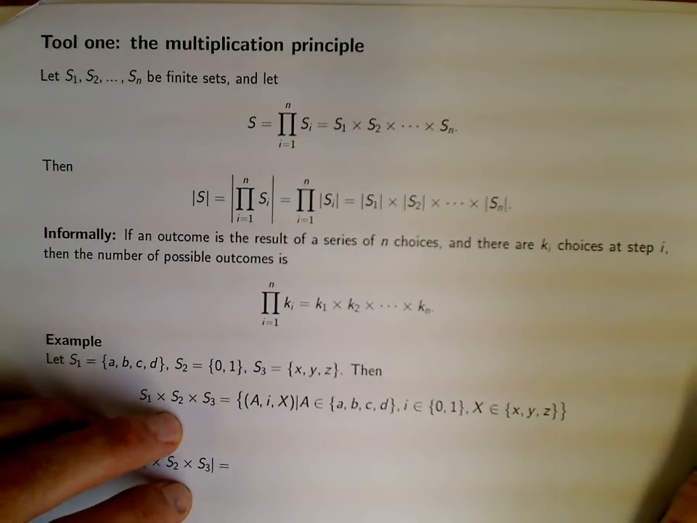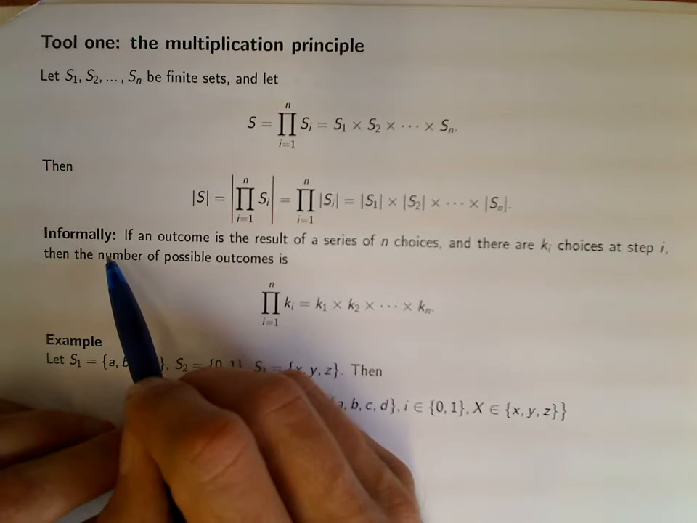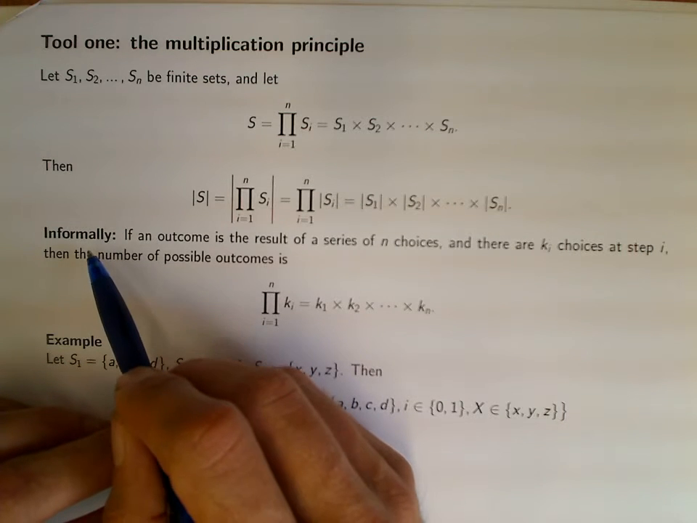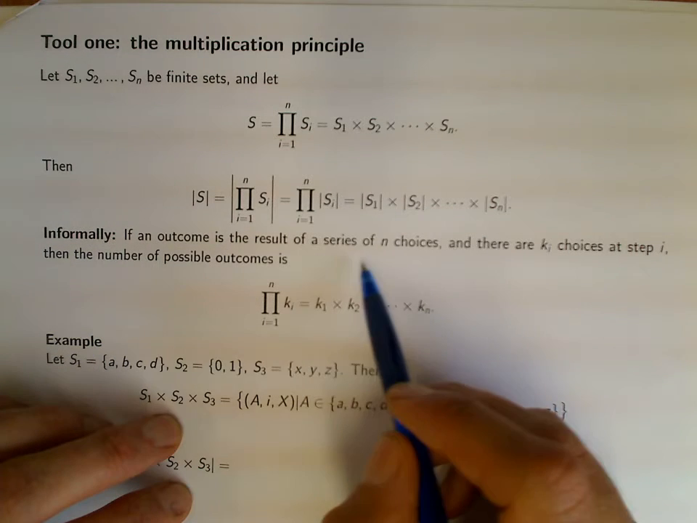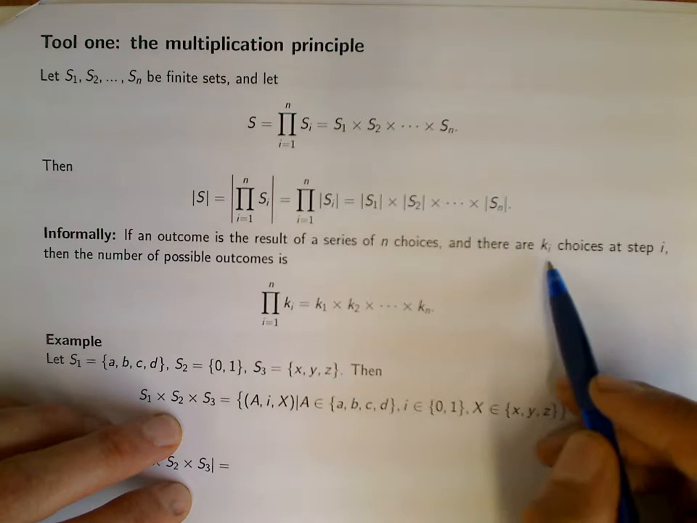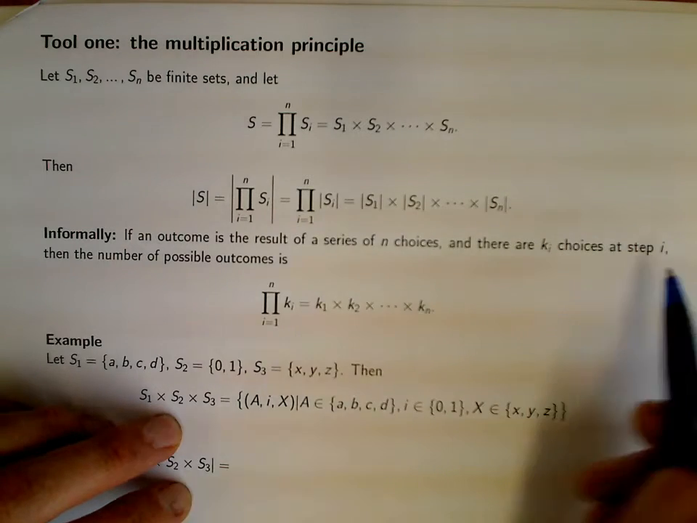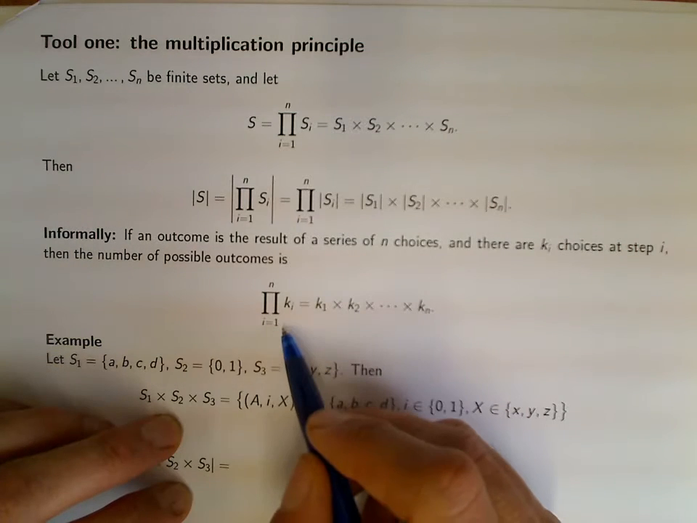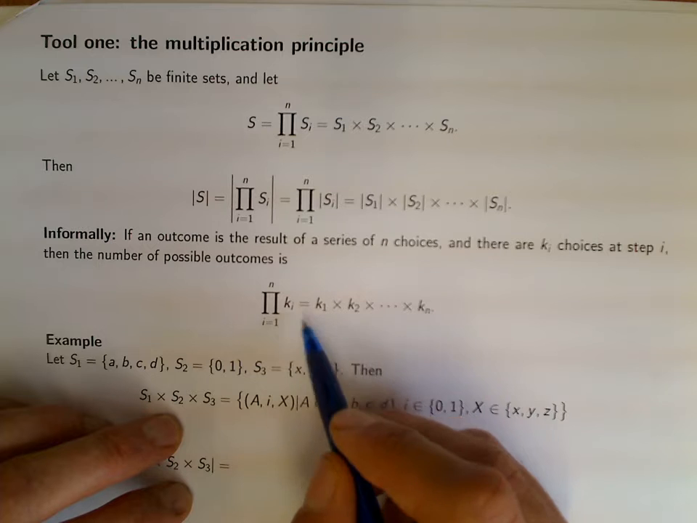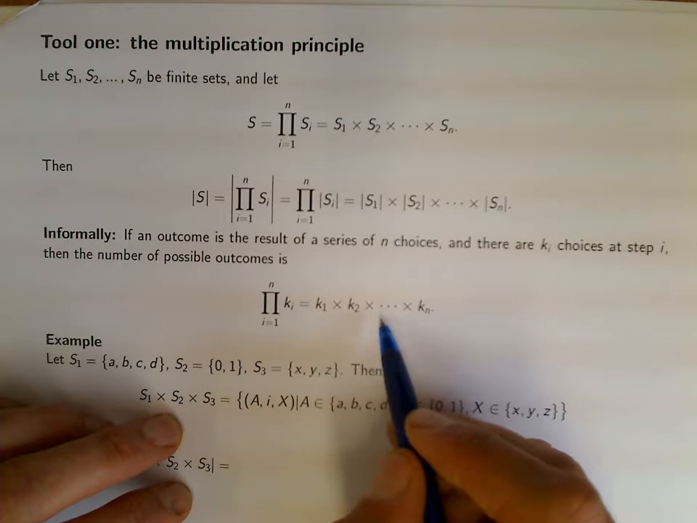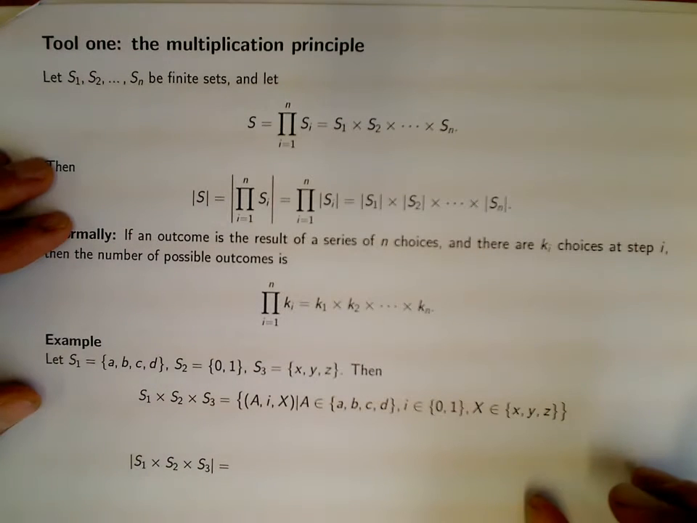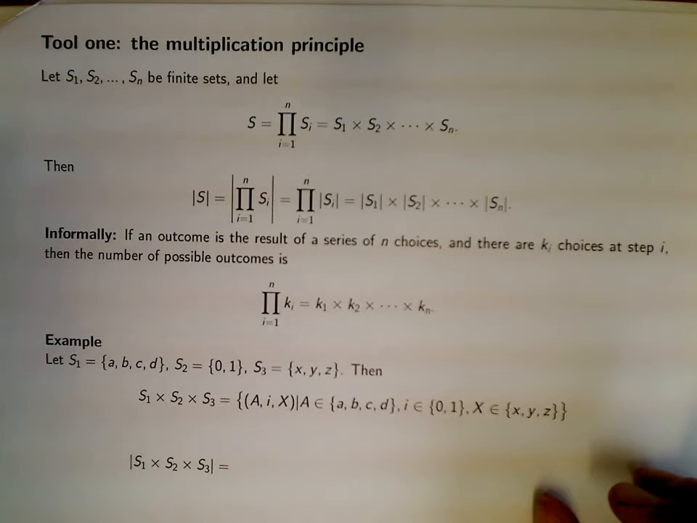Okay, and I guess the way that we tend to think about this, so just the informal statement, if an outcome is the result of a series of n choices, and there are ki choices at each step i, then the number of possible outcomes is just the product of those ki. So it's k1 times k2 times ... times kn. Okay, so this is one of the fundamental counting principles.